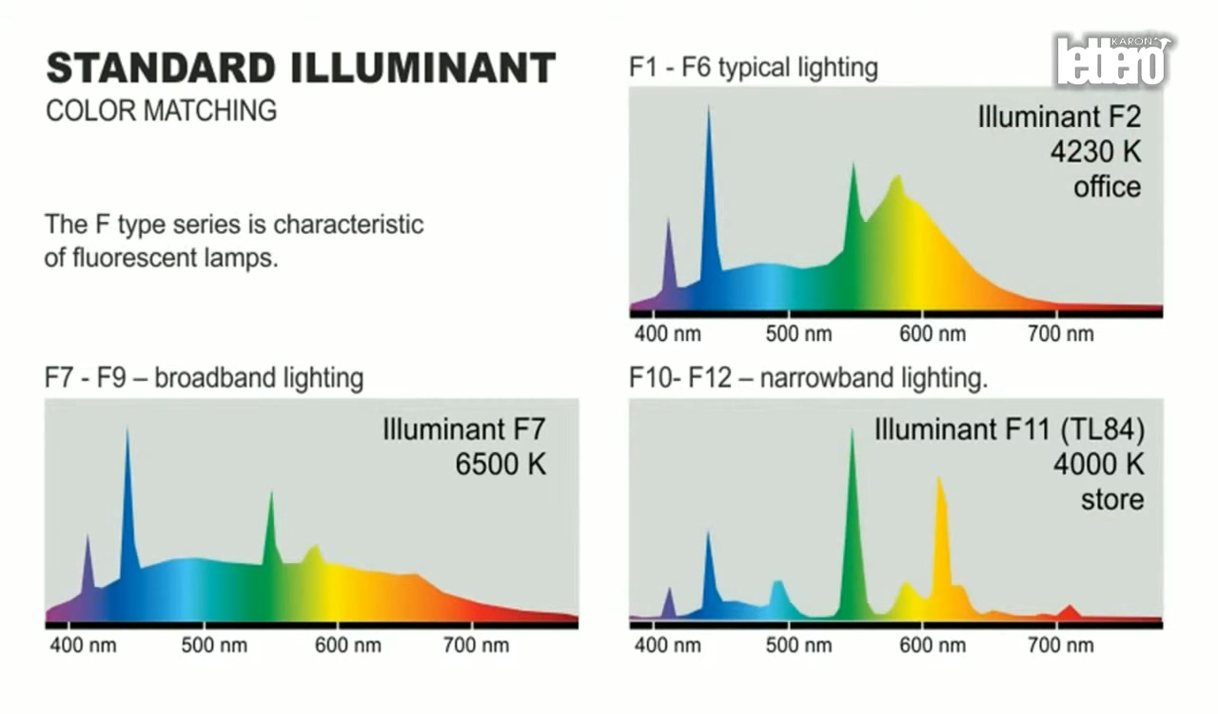The F-type series is characteristic of fluorescent lamps. F1 to F6, typical lighting. F7 to F9, broadband lighting. F10 to F12, narrowband lighting.